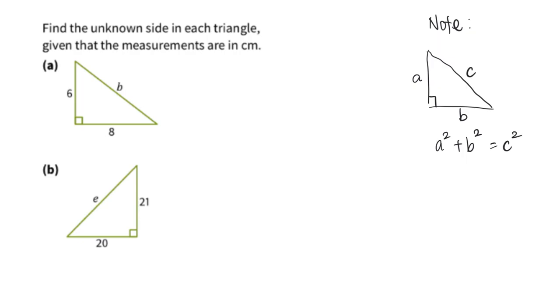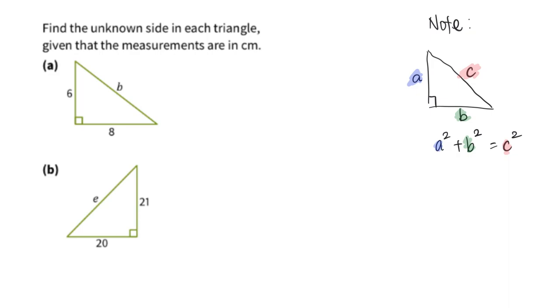So in this case here, I'm going to just color code it. Letter C will be red color, A will be blue, and B will be green. Okay, so this will make it easier for us to identify.